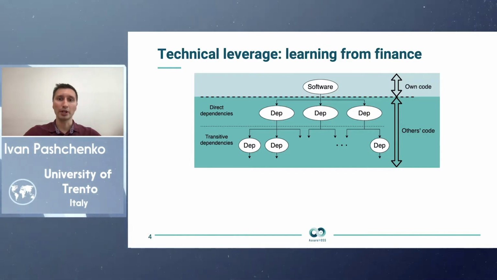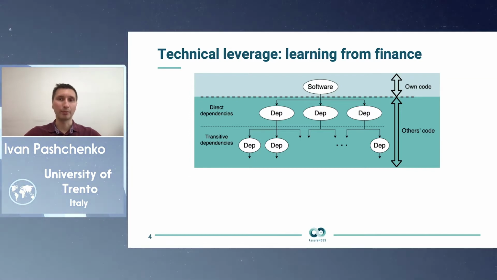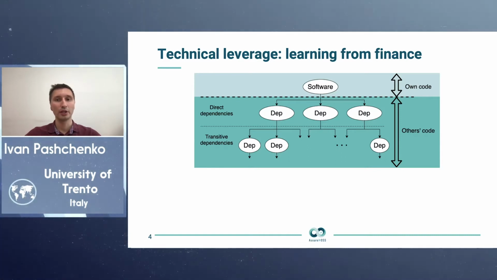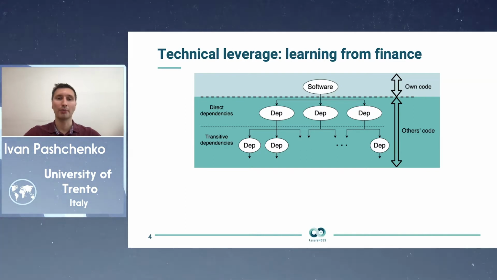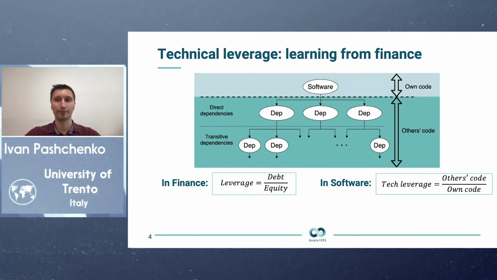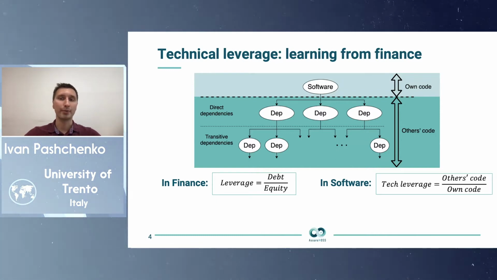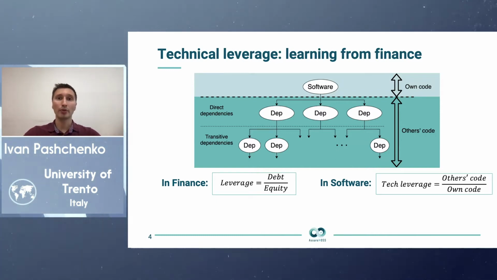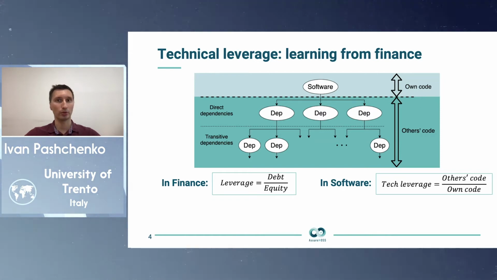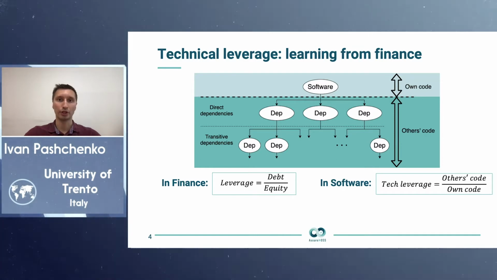Again, own code is the part developed by software developers for their project, while dependencies, both direct and transitive, are the others' code that developers leverage to reuse the already existing functionality and develop their projects faster. In finance, people leverage money to multiply their income, and the leverage is computed as the fraction of debt and equity, or others' money to your own money. We borrow these concepts and apply them to software. Technical leverage is the fraction of others' code and own code, or all the code of software dependencies and the own code of the software project.